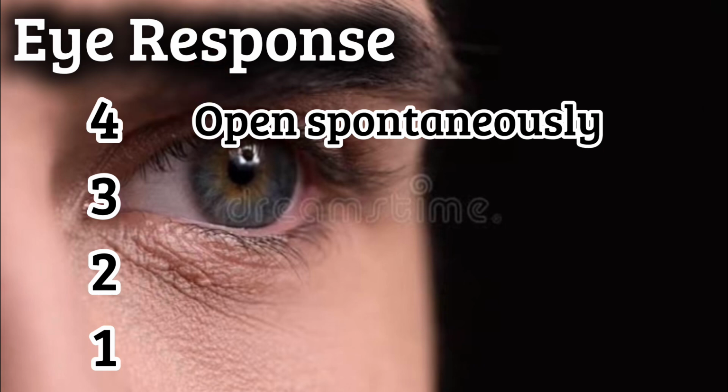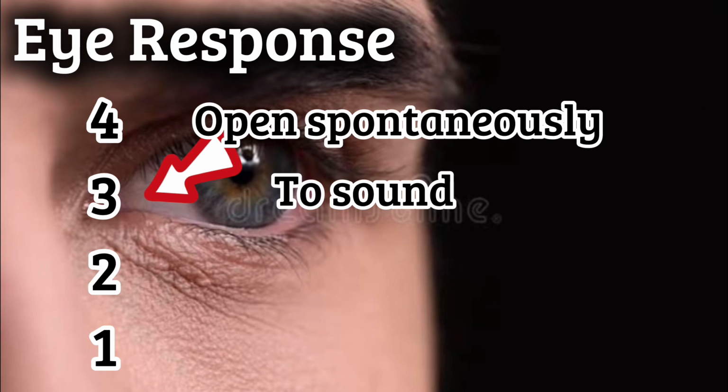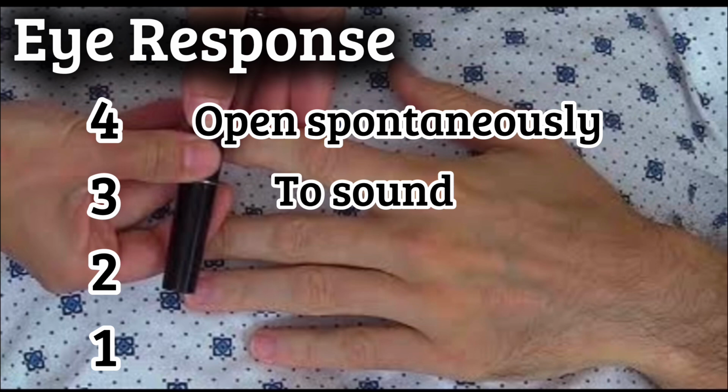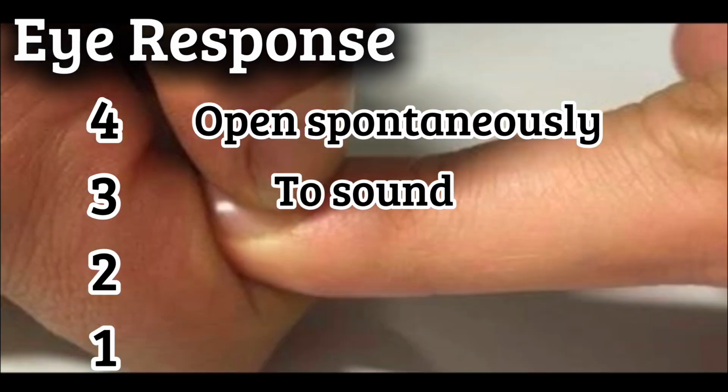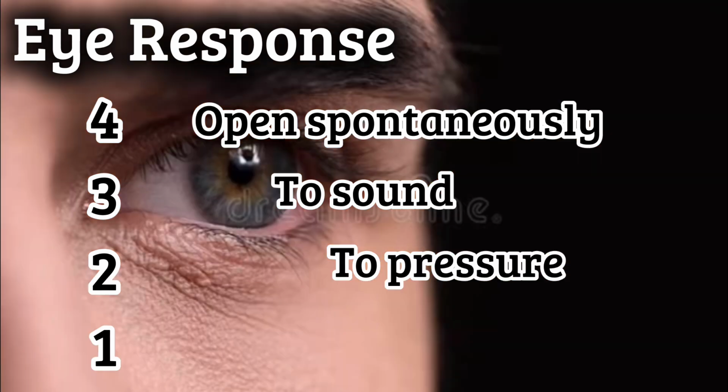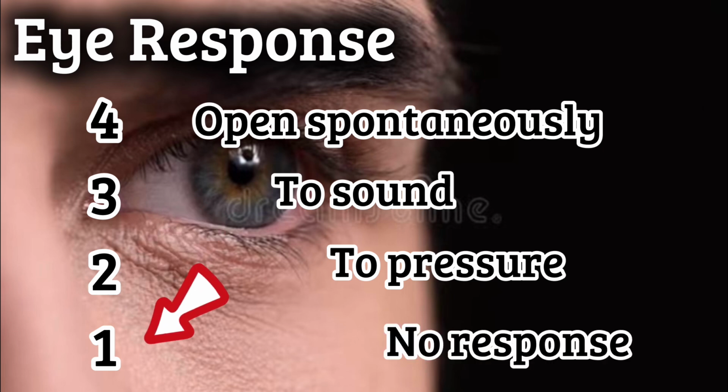If the eyes do not open on their own, use a verbal stimulus, such as calling the patient's name. If the eyes open in response to sound, score 3. If there is no response to sound, apply a gentle pressure stimulus, such as pressing on the patient's fingertip for at least 10 seconds. If the eyes open in response to pressure, score 2. Remember, it should be a gentle pressure and not painful, as the aim is not to harm the patient. If the eyes do not open at all, score 1.